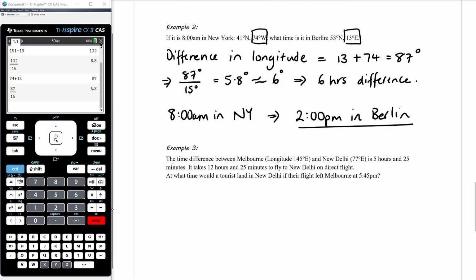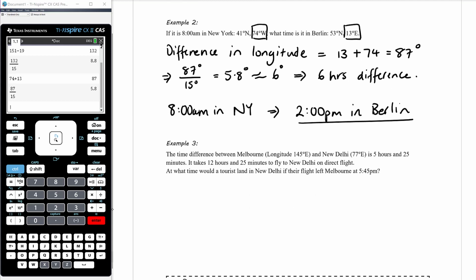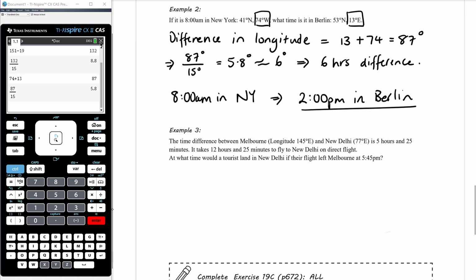Alright, now if you want to check using Google, what is the current time in New York and what is the current time in Berlin, again, be wary of the fact that there might be some daylight savings time happening there, so it might be an hour one way or the other out. So as I said, in Further Maths, we ignore all daylight savings things, we're just focused on the time differences based on the 15 degrees.